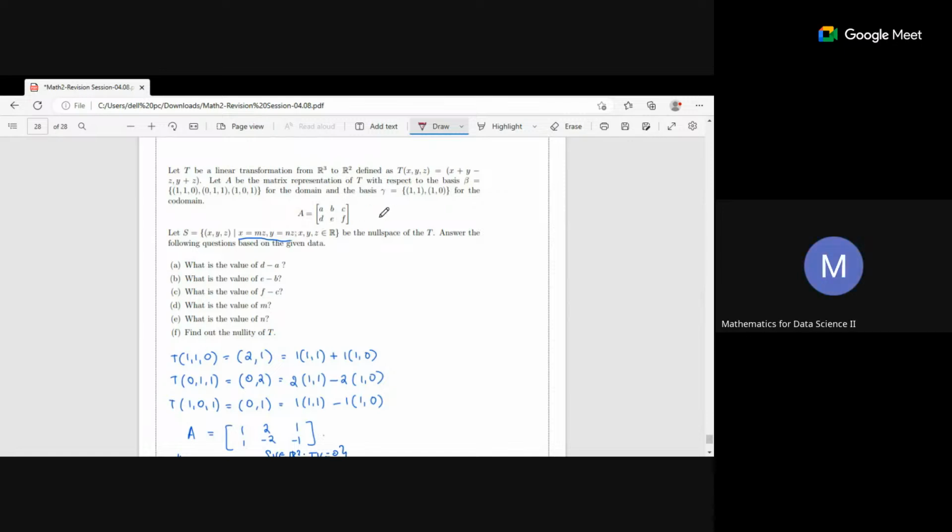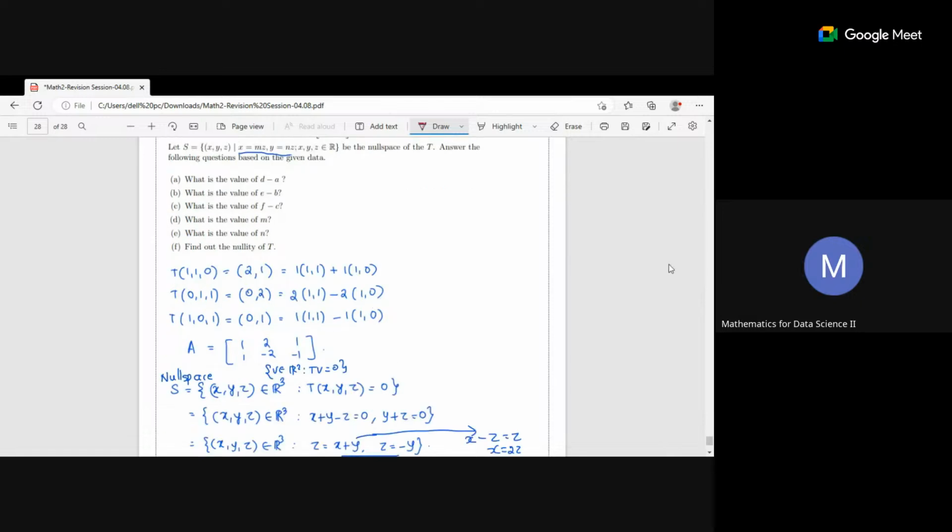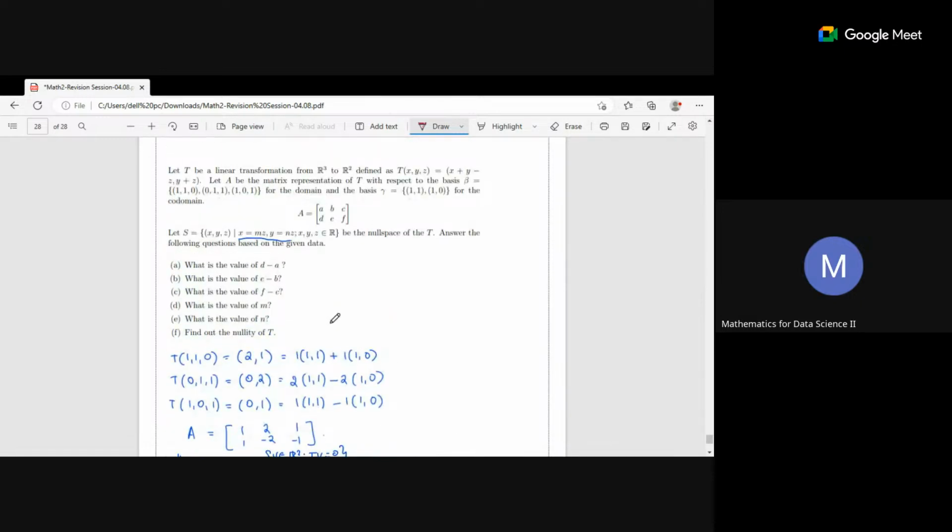See, if the matrix is given to you, in this case you were finding the matrix. Suppose this is the matrix given to you, and you want to find the null space corresponding to T. Then first of all, you find what is T of x comma y comma z using this matrix. If the transformation equation is not given, but a transformation like 1 1 0 maps to 2 1 is given, and the matrix you will find from that. In that case, from this, you first of all find T of x comma y comma z.